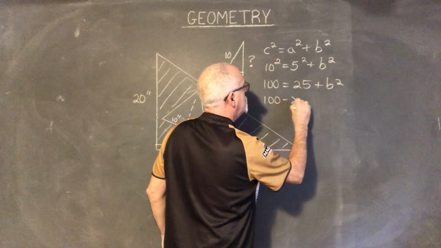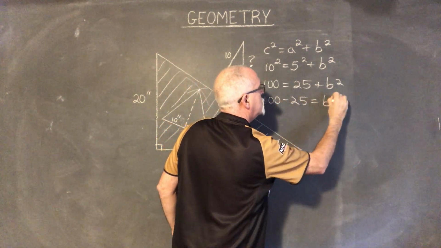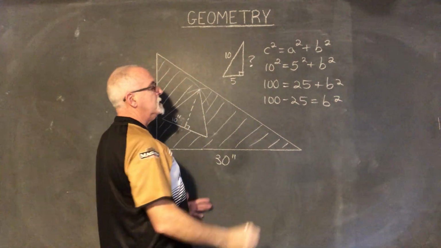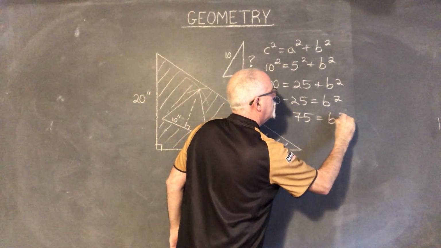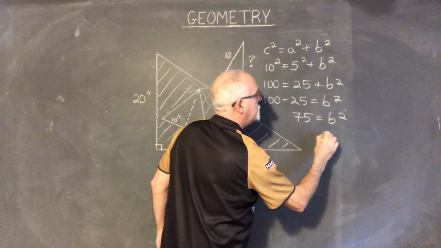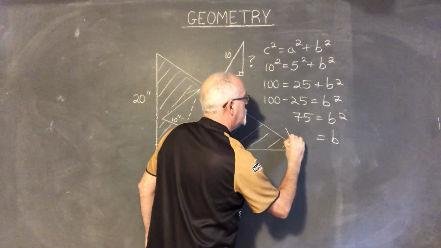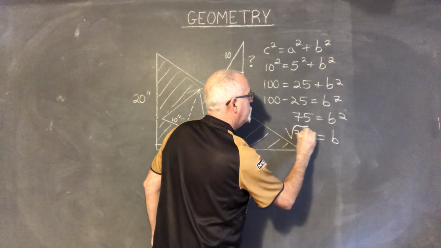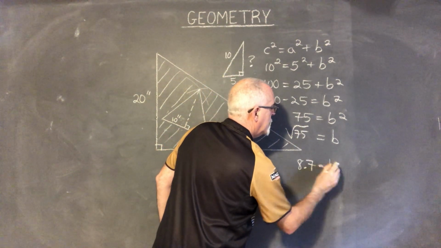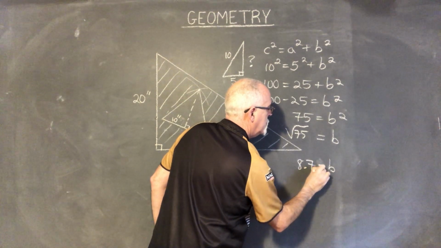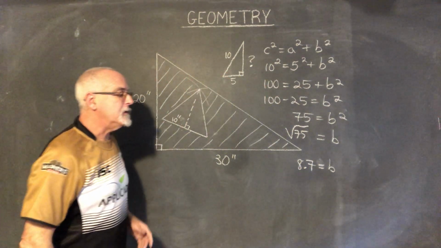100 minus 25 equals b squared. I'm employing a bit of algebra skills. 100 minus 25 is 75. So therefore b squared is equal to 75, and b is going to be equal to the square root of 75, and that is going to be 8.7. This is rounded. So it rounds to 8.7.